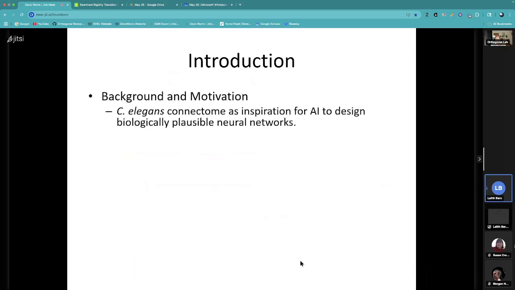So to give an introduction, the background and the motivation. C. elegans is one of the smallest organisms, a nematode worm, which has a very limited number of connections and neurons. If I am able to develop neural networks on these small networks, then we can see a bigger picture, like more biologically plausible AI, and we can design more enhanced and deeper neural networks. That's one of my inspirations to delve into this.